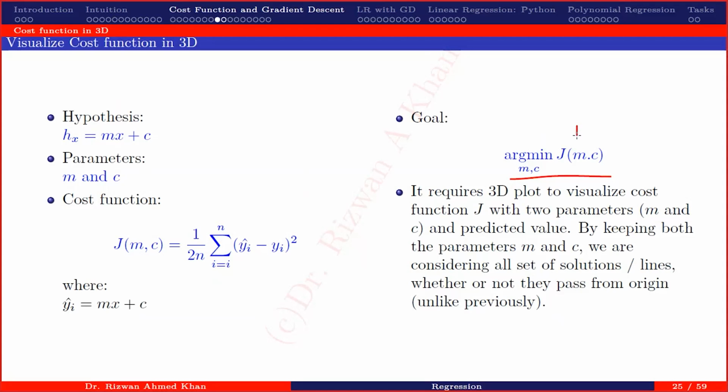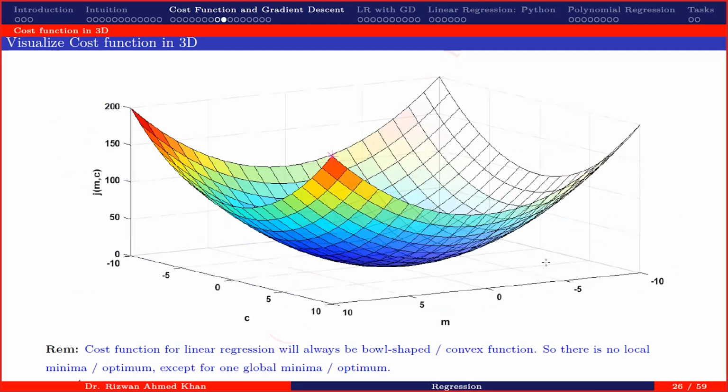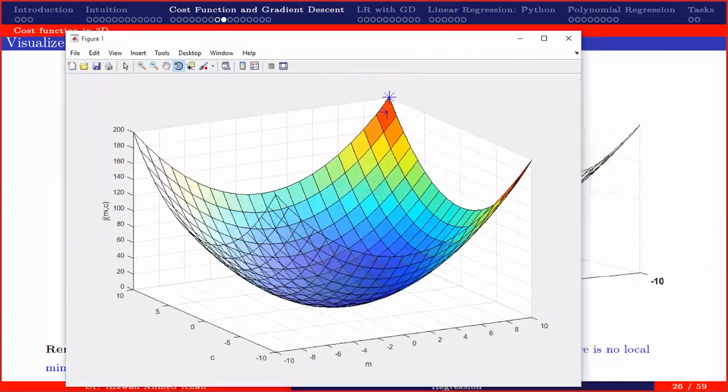And I visualized this cost function in 3D as well. So 3D means there are two parameters, m and c, and the third dimension is the cost associated with these two parameters. And I showed you, if you plot this function in 3D, you will have this kind of function. And if you remember, I showed you in MATLAB as well.